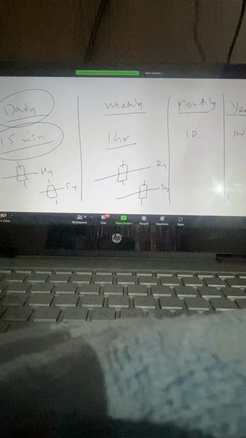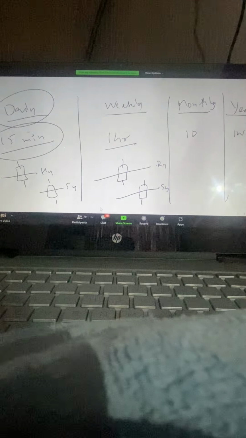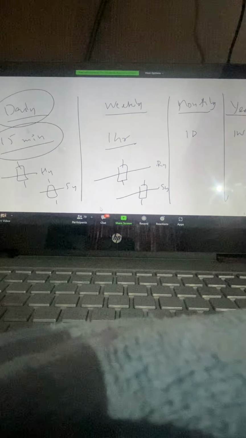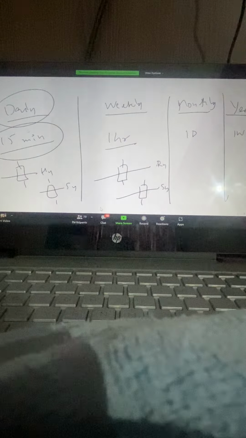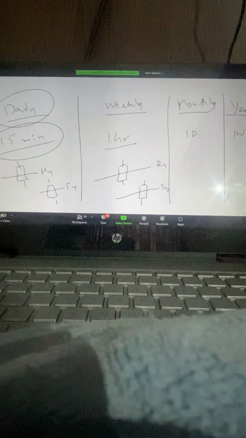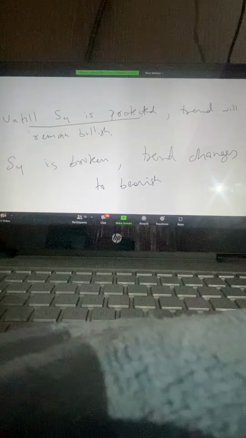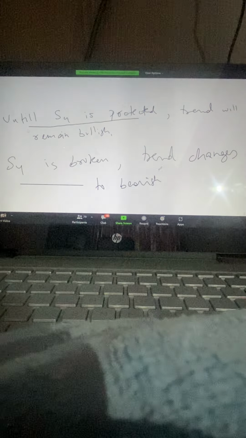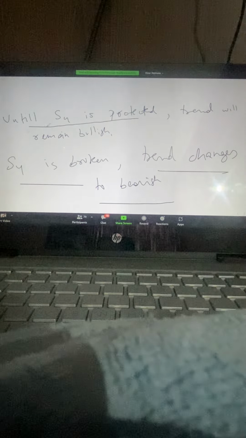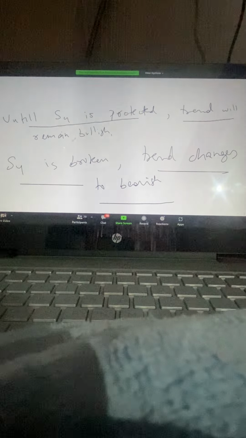Okay, so there's a doubt that on 1 day time frame Nifty has broken S4 2-3 times, but it bounces back quickly. Still, it is bullish, right? No, how can it be bullish? Here, the first line that I told you for a bullish trend is until S4 is protected. S4 is broken, trend changes to bearish. So please write down these points.